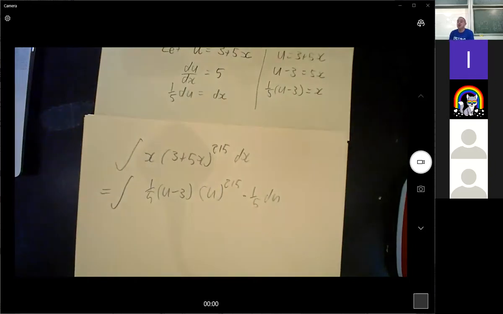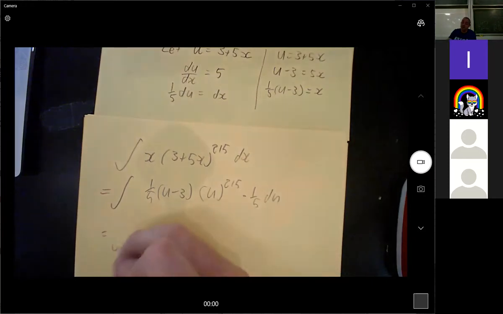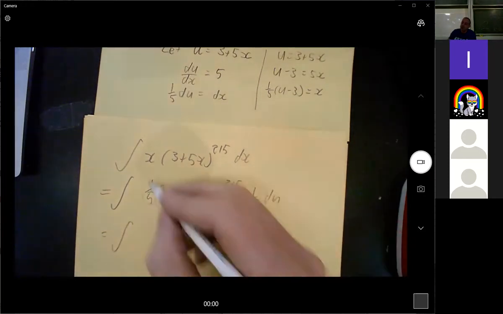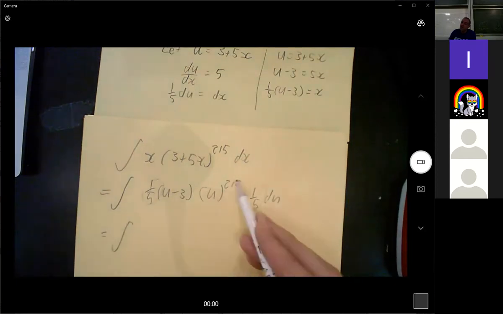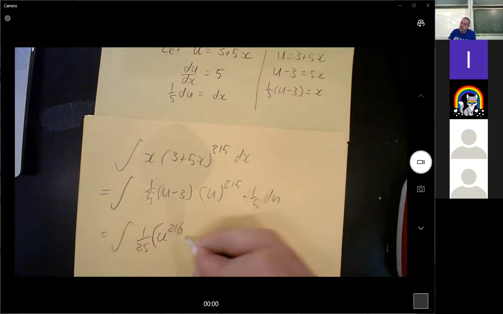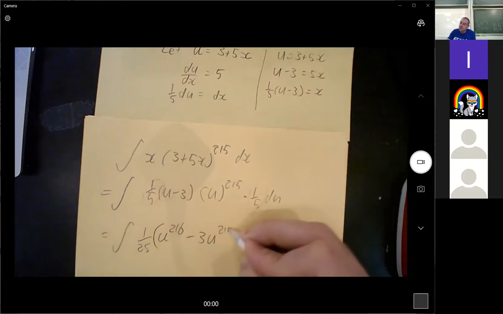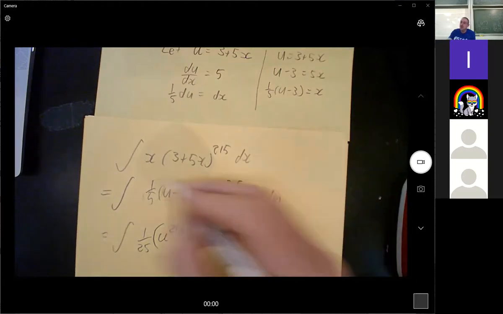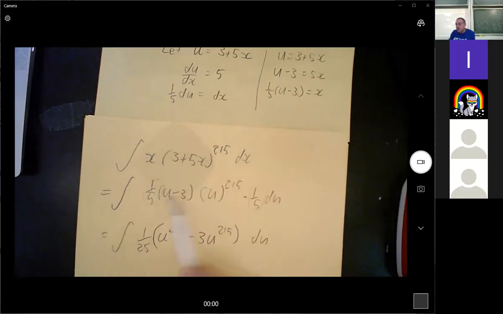And now I have turned it into a different integral. This integral, though, that I can expand. So I can use technique 0, technique 1. I've got 1/25 of u times u to the 215. So that's 1/25 of u to the 216 minus 3u to the 215. So those became a 1/25. The u times u to the 215 became the u to the 216. The 3 times the u to the 215 becomes 3u to the 215.